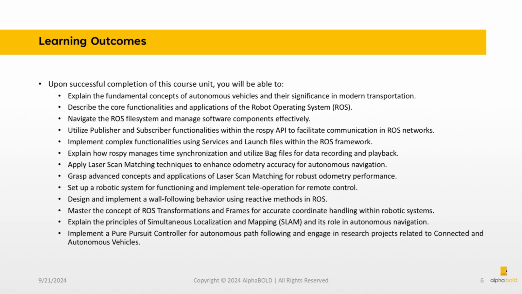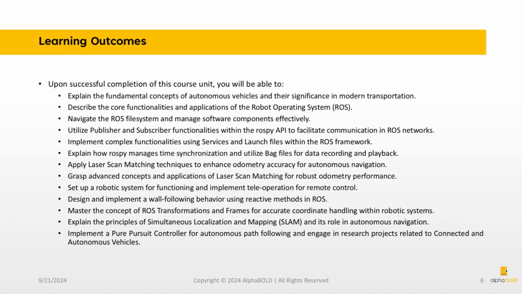Upon successful completion of this course unit, you'll be able to explain the fundamental concepts of autonomous vehicles and their significance in modern transportation. Describe the core functionalities and applications of the Robot Operating System, ROS. Navigate the ROS file system and manage software components effectively. Utilize publisher and subscriber functionalities within the ROSPy API to facilitate communication in ROS networks. Implement complex functionalities using services and launch files within the ROS framework. Explain how ROSPy manages time synchronization and utilize bag files for data recording and playback.